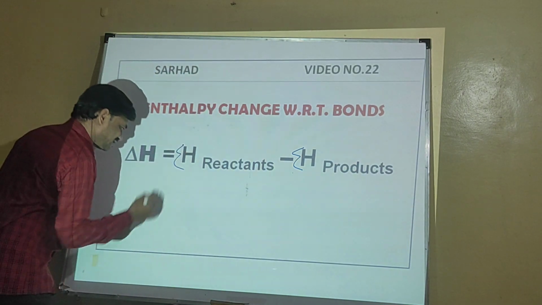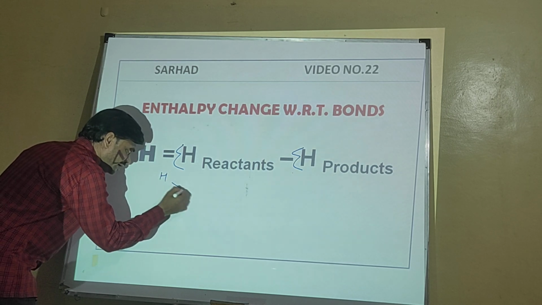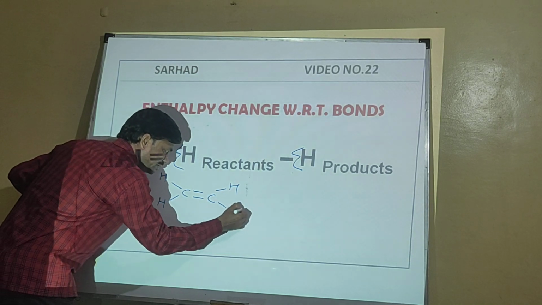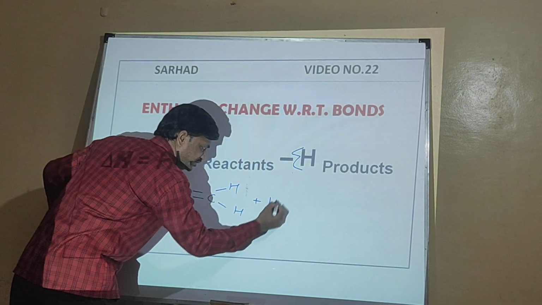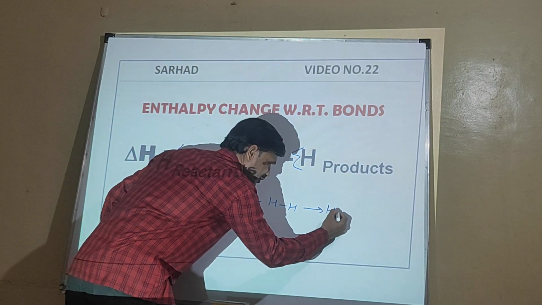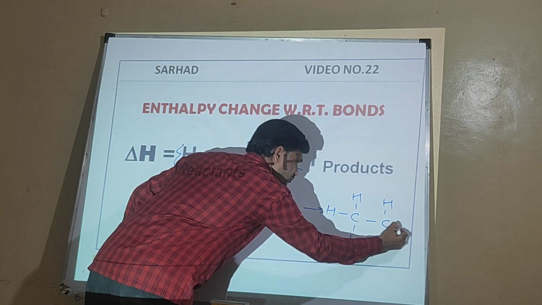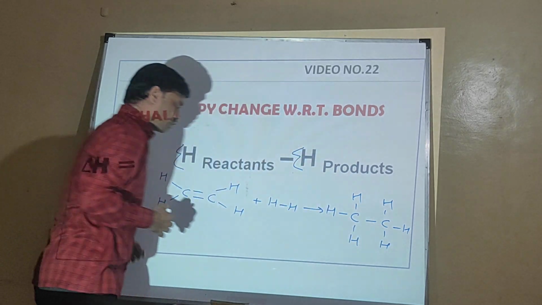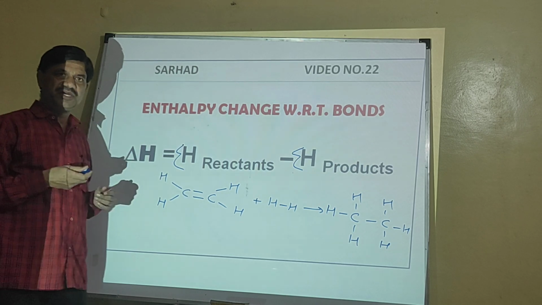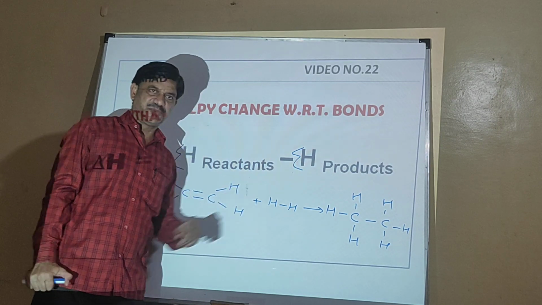Suppose we take a simple example here, the hydrogenation of ethene. Can you tell me this one? H2C double bond CH2 plus H2. What kind of product are you getting here? Ethane. So an alkene is converted into an alkane. So ethene on hydrogenation gives ethane. Suppose we want to find del H for this reaction. What is the formula in front of you? Summation of enthalpies of reactants minus summation of enthalpies of products.